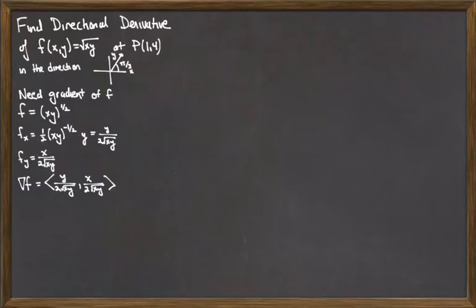But we want the derivative at a particular point, so I'm going to evaluate at x and y equal to 1 and 4 respectively. So we'll evaluate at (1, 4), and we'll plug in those values for x and y into both of our derivatives. And simplifying, I get (1, 1/4) for the gradient vector.